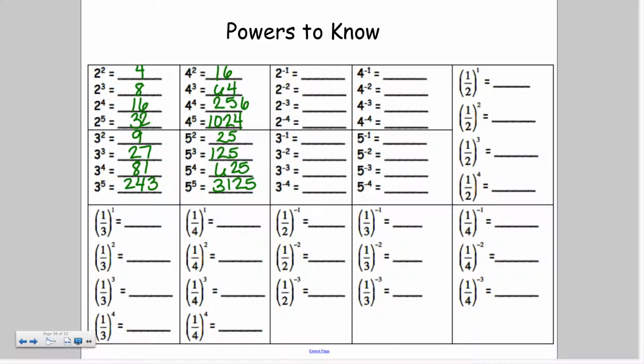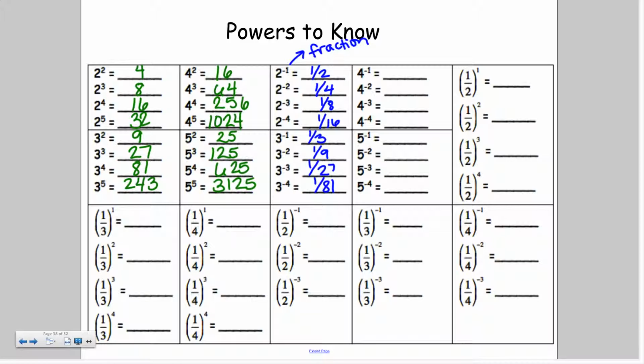The next sets are going to be 2, 3, 4, and 5 raised to a negative power. So if you can remember, when we have a negative power, it gives us a fraction, because to make that exponent positive, we need to flip it. All right? So you're going to have 1/2, 1/4, 1/8, and 1/16. All right? And then for 3s, 1/3, 1/9, 1/27, and 1/81.